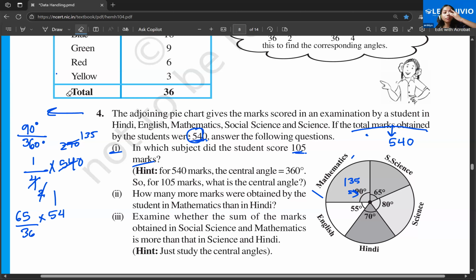But I don't get it. All right. So we have 65 upon 360, right? Then we multiply it by 540. So basically, we can also do that. Let's cancel it by 5 first. So 65 will be in how many times? 13. And 360 will be 72.